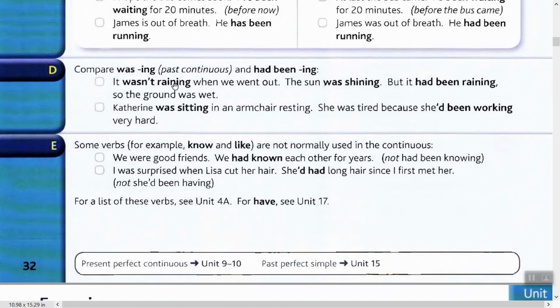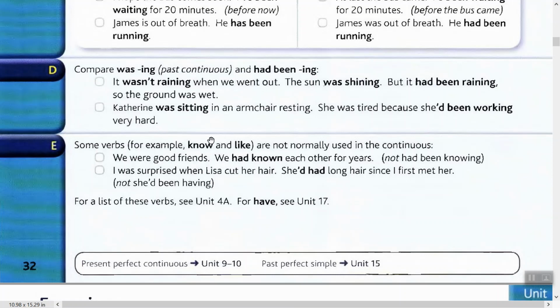Now a comparison between past continuous and past perfect continuous. For example, it wasn't raining when we went out. It wasn't raining at this time. And again, past continuous at a specific time. It wasn't raining when we went out. Meaning when we went out, not raining. The sun was shining. But it had been raining, so the ground was wet. It had been raining. It was raining before.